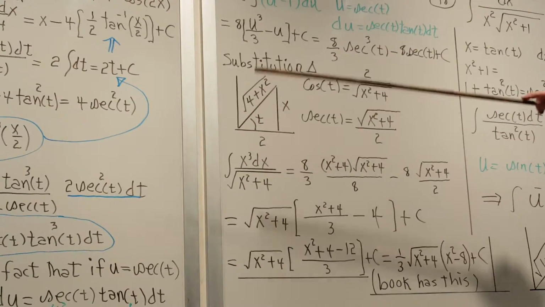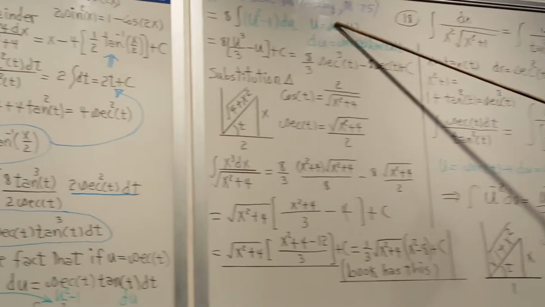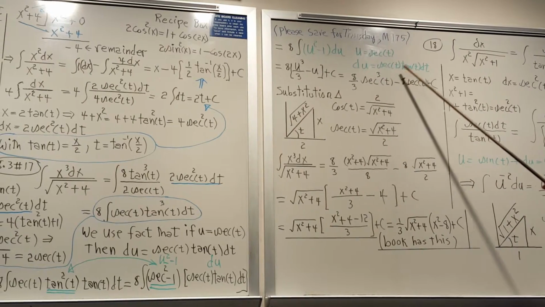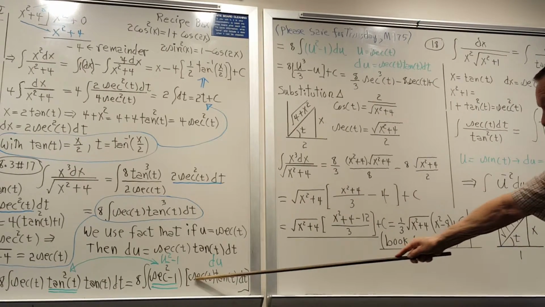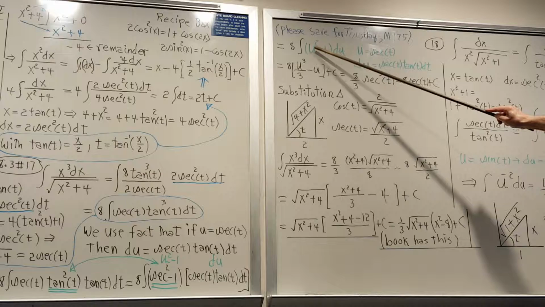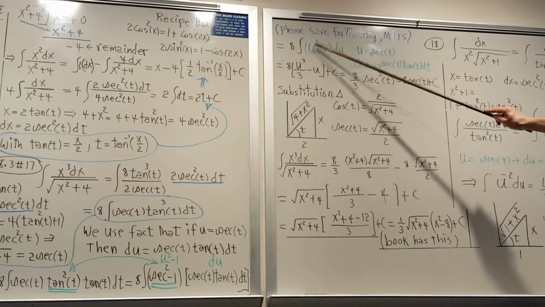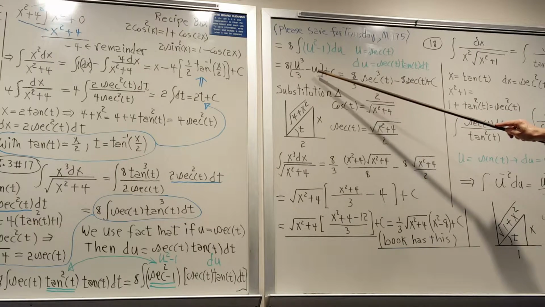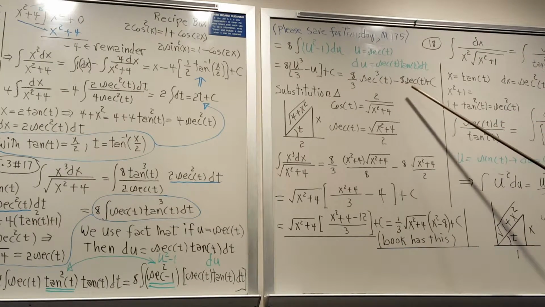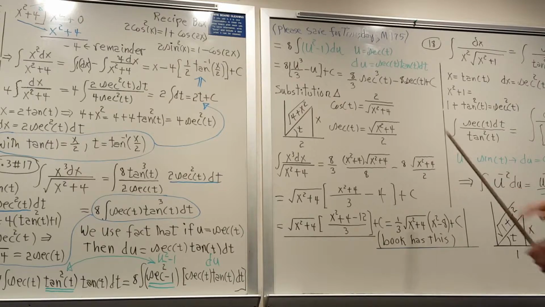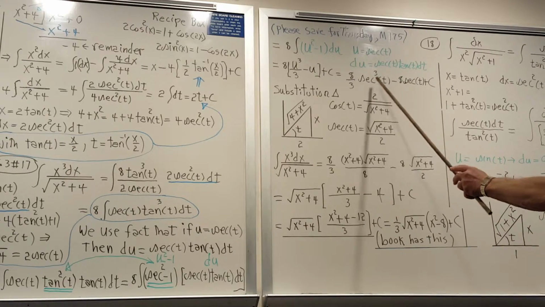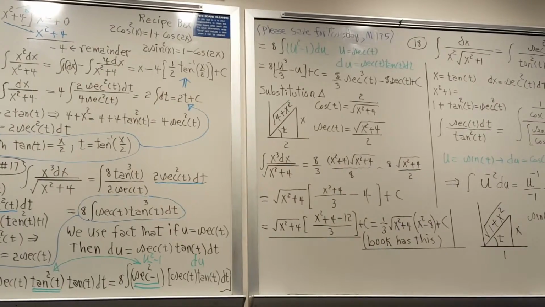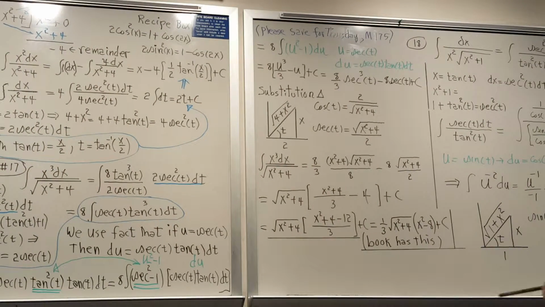And so the u was secant then, as I did it, and my du, secant tangent dt, was this part. So then I integrate u squared to get u cubed over 3, and this to get u, and then I substitute back to write the answer in terms of secant. But I still have to get back to x. So you see there's a double substitution here.